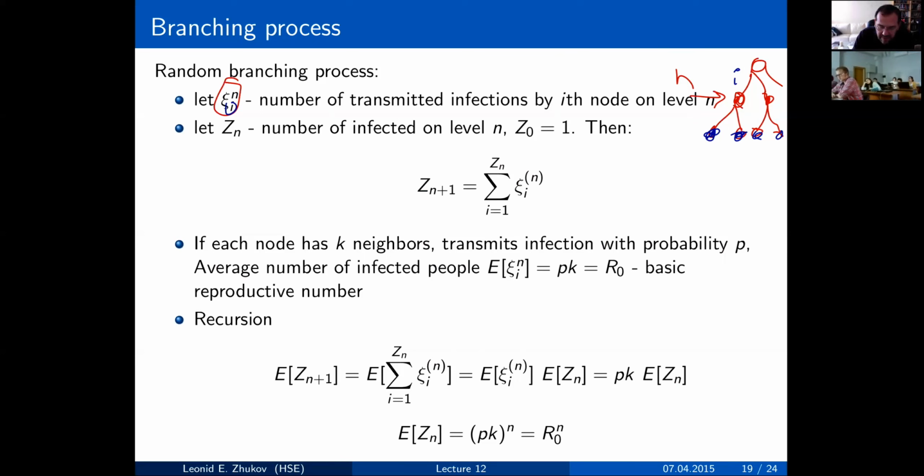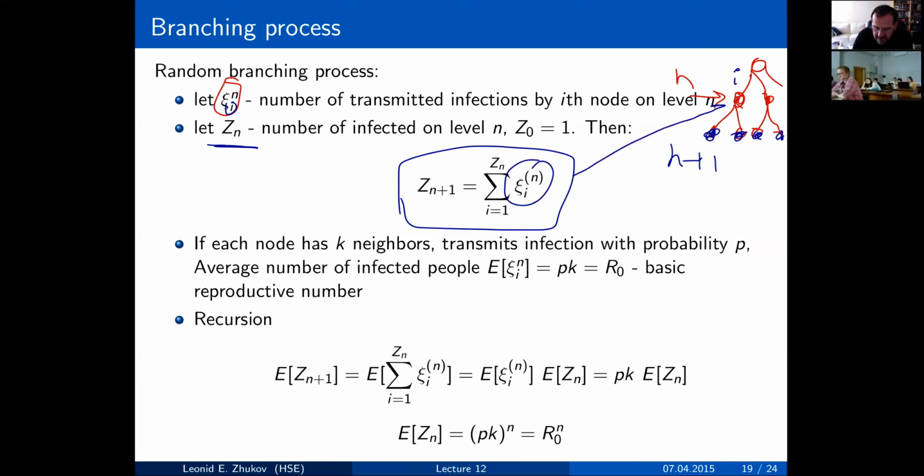Then if we define Z sub n as the total number of infected people at every level, we can calculate the following. The total number of infected people on level n plus 1, the blue nodes here, is just the total sum of these random variables C, which refer to the nth level, and there are Z n of them. Now, Z0 is equal to 1, because that's where the whole thing starts.